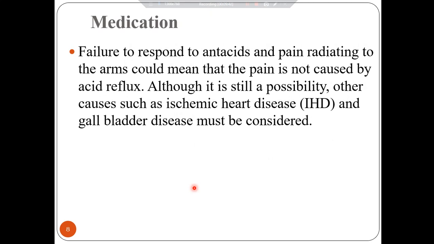But other causes such as ischemic heart disease and gallbladder disease must be considered if the pain is not relieved by the use of OTC antacid, H2 antagonist and proton pump inhibitor drugs.